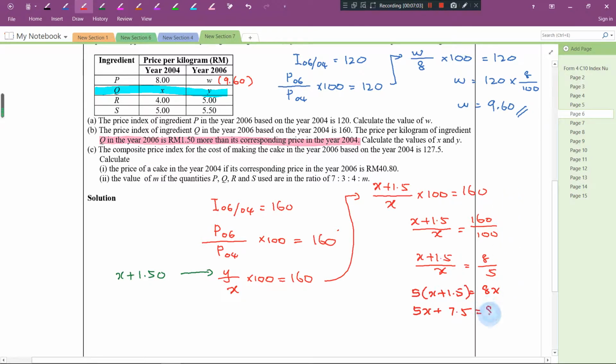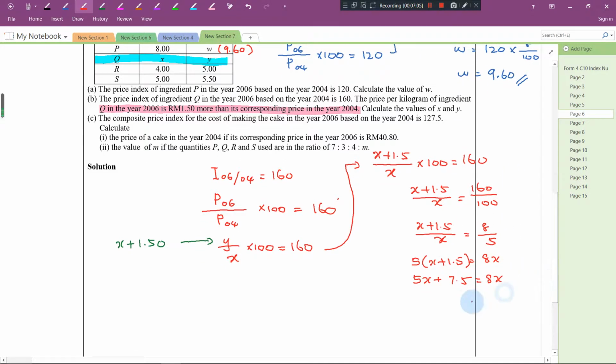Okay, so this is 8x. I move the 5x over here. 7.5 is equal to 8x minus 5x, which is equal to 3x. So x is equal to 7.5 divided by 3. Let me check. Okay, so x is equal to 2.5.